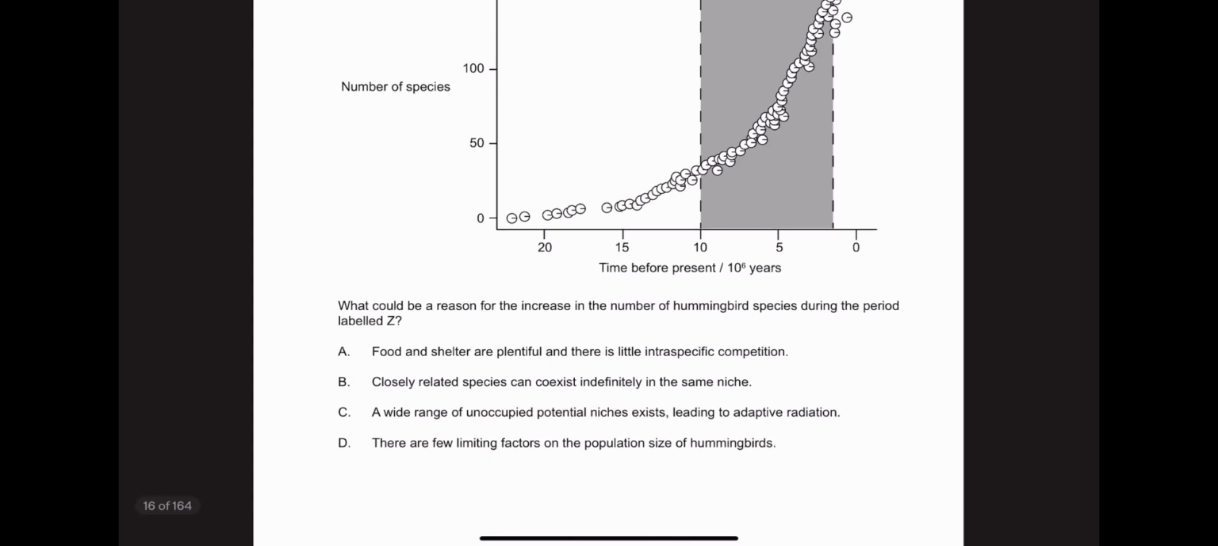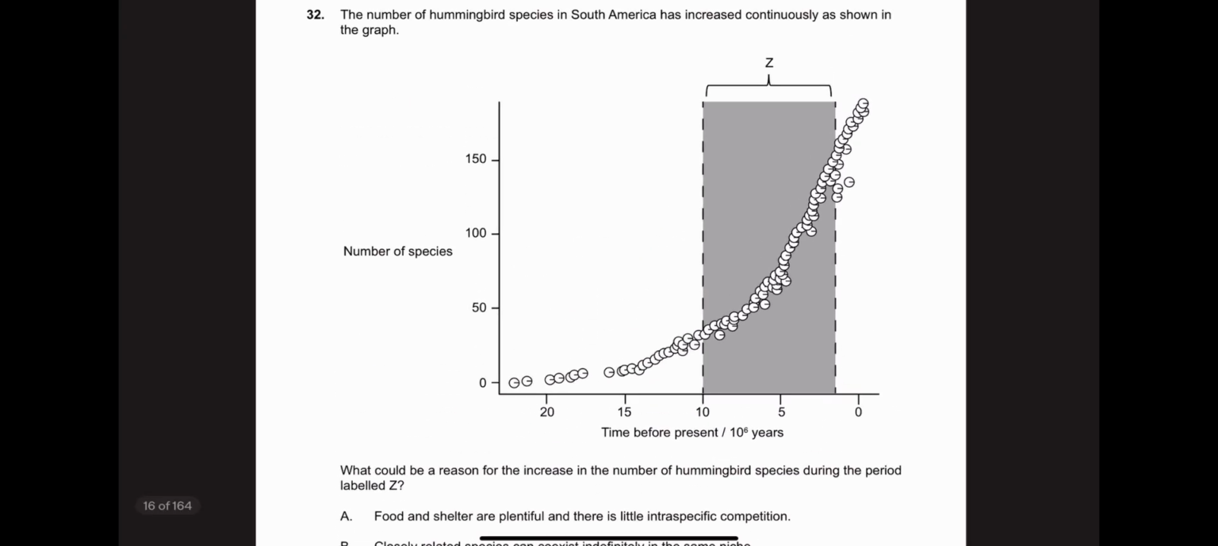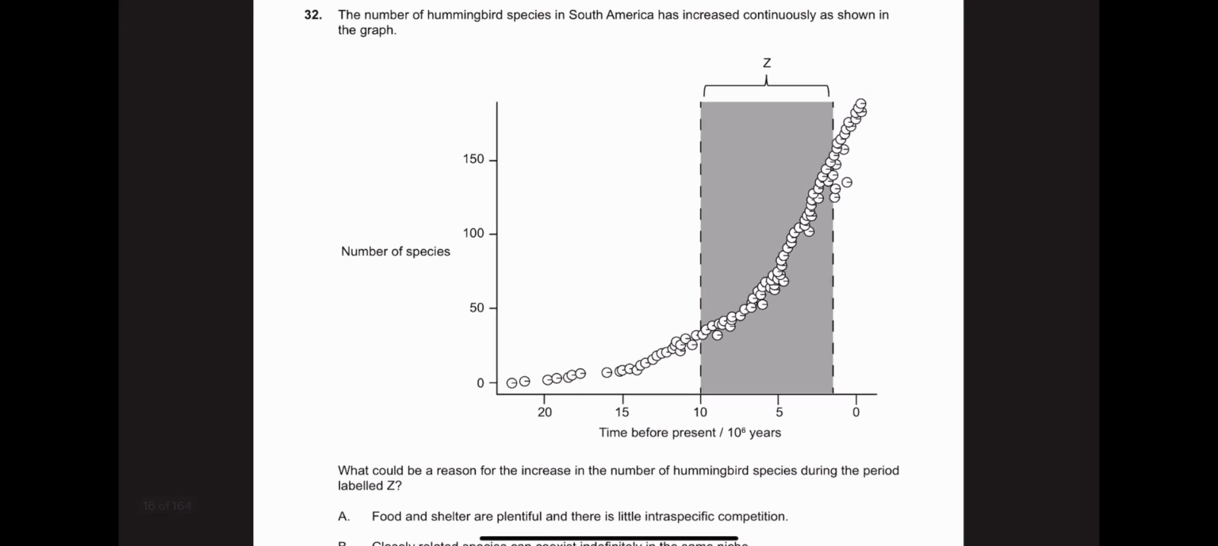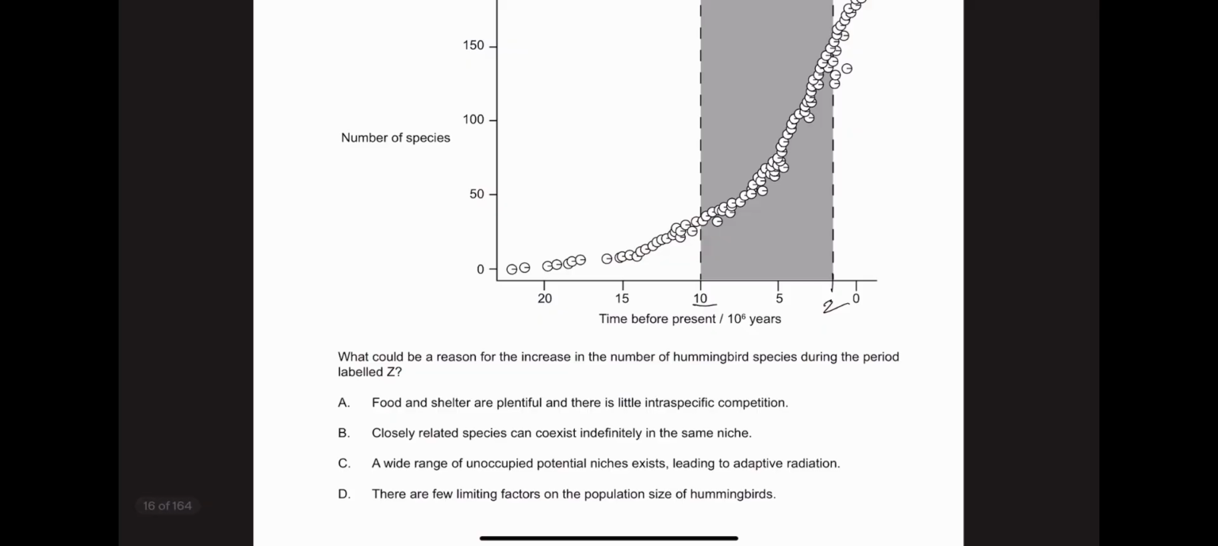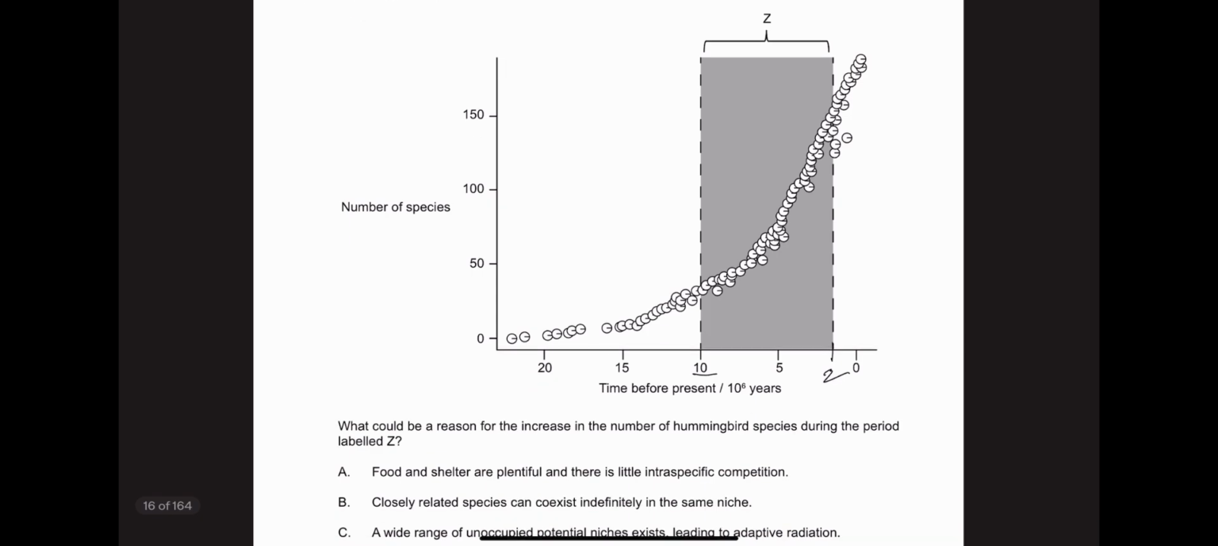32. The number of hummingbird species in South America has increased continuously as shown in the graph. What could be a reason for the increase in the number of hummingbird species in the period labeled Z? So Z is in this period. It's in 10 to the 6, and then we have around 2 here, right? 2 times 10 to the 6. What could be a reason for this increase in number of hummingbirds?